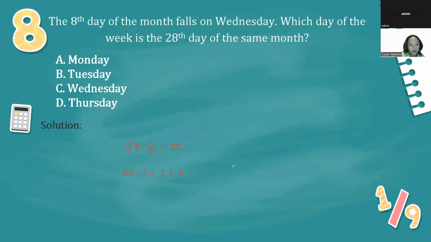Usually we stop here if there are no remainders, and the answer would be just the same day as the given Wednesday. However, we have a remainder here, which is 6. So step 3 is to count after the given day, which is Wednesday. The day after Wednesday is Thursday. Now we count from Thursday: Friday, Saturday, Sunday, Monday, and Tuesday. So the answer would be Tuesday. Did you get that?